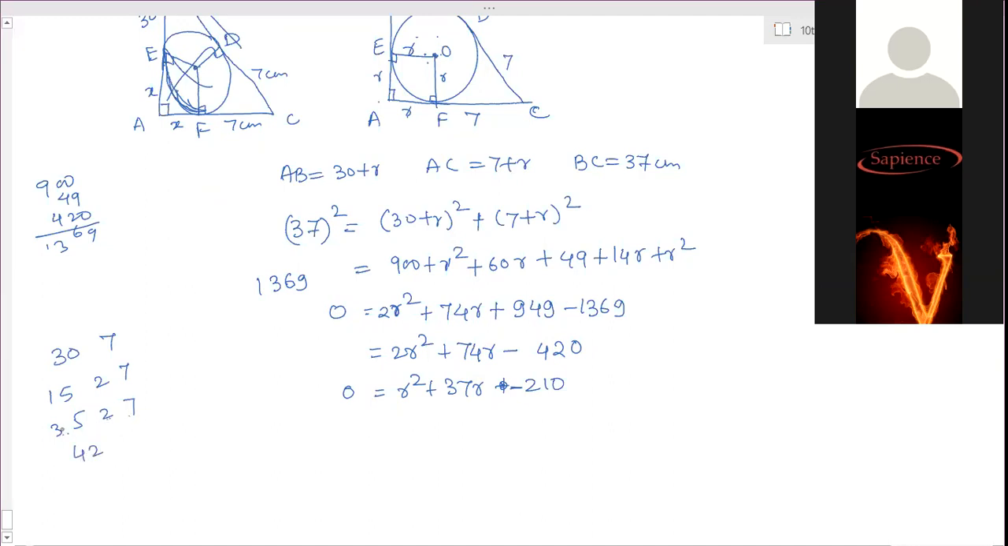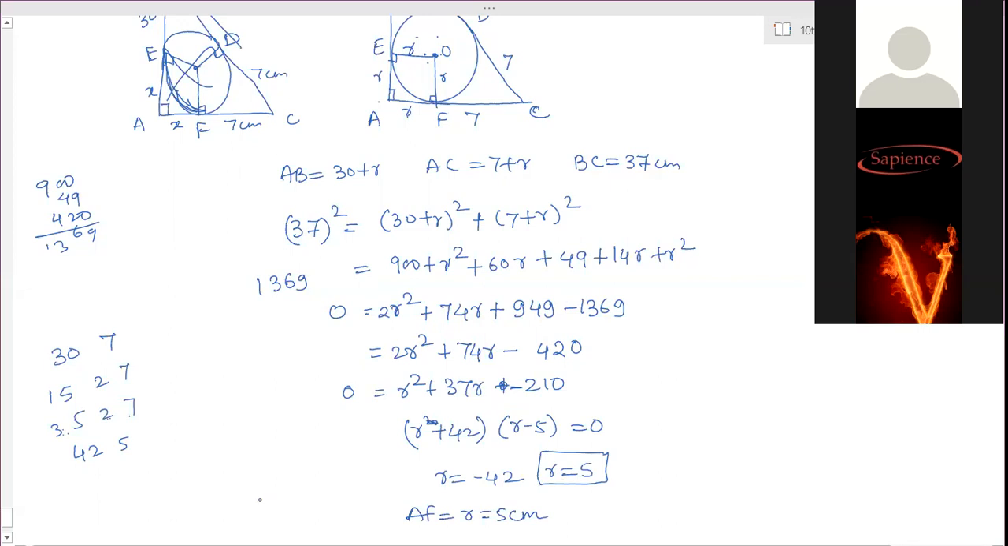Seven to the 14, 14 to the 42 and 5. R square, R plus 42, R minus 5 is equal to 0. So R is equal to minus 42 or R is equal to 5. So R is equal to 5 is possible because distance cannot be negative. So AF is equal to R, that is equal to 5 centimeter.